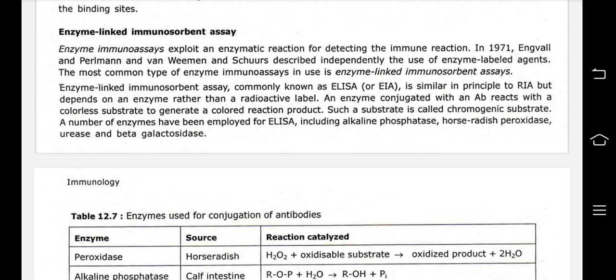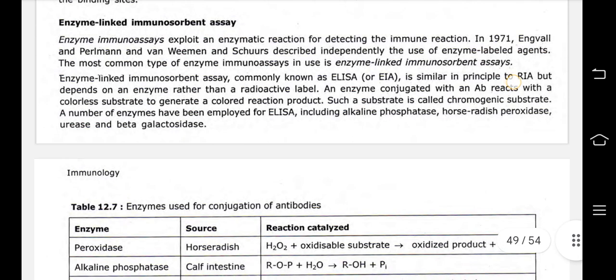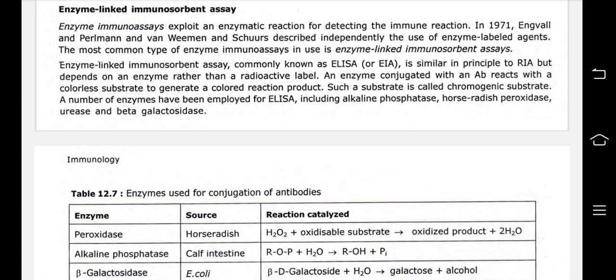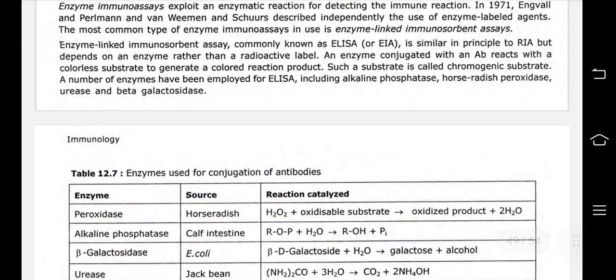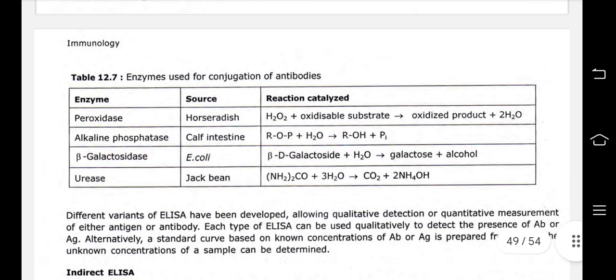Enzyme-linked immunosorbent assay, commonly known as ELISA or EIA, is similar in principle to RIA, but depends on an enzyme rather than a radioactive label. An enzyme conjugated with an AB reacts with a colorless substrate to generate a colored reaction product. Such a substrate is called chromogenic substrate. A number of enzymes have been employed for ELISA, including alkaline phosphatase, horseradish peroxidase, urease, and beta-galactosidase.